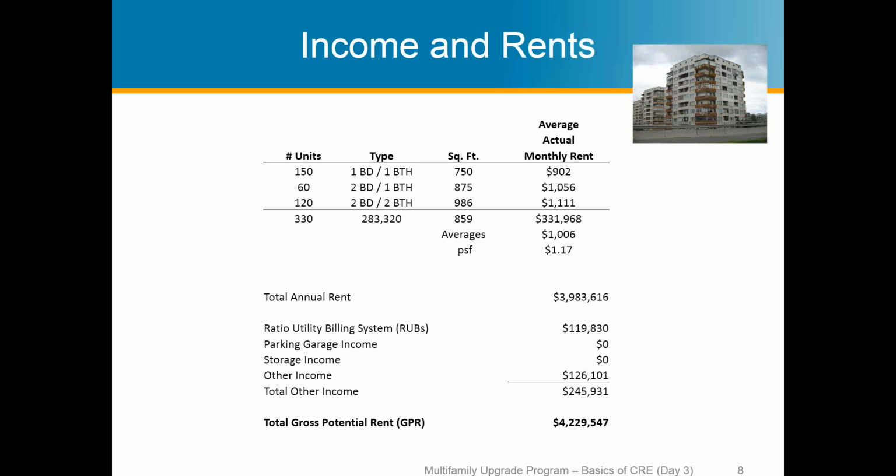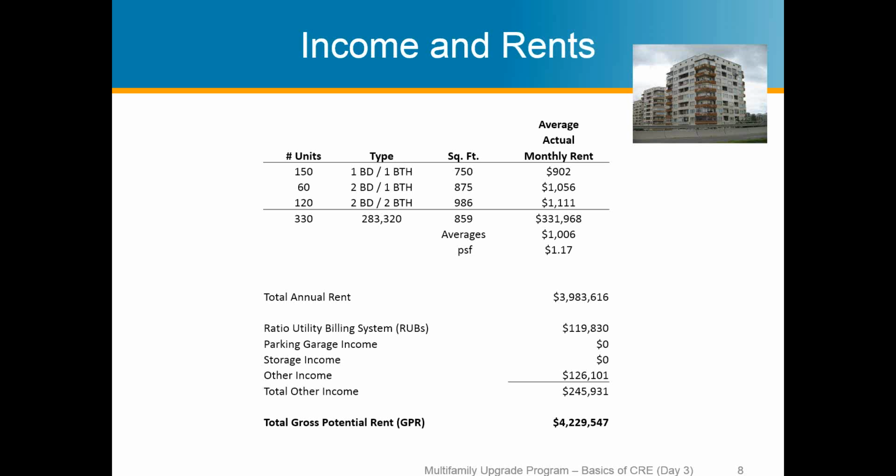So RUBS, ratio utility billing system. When a building is master metered, meaning that the owner pays all the utility bills, water bills, trash bills, they sometimes try to recoup some of these expenses. They institute a RUBS program, and the RUBS program is generally a bill back system to the tenants, and it's typically based upon number of units or square footage of the units, and then allows the owner to recoup some of the utility, water, and trash expenses that they're outlaying. So that's a way to recoup it.